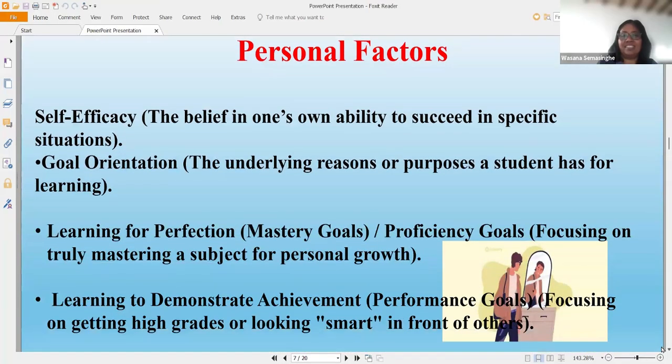Then here, in detail, you are given the personal factors. The first one is self-efficacy. What do you mean by self-efficacy? It is the belief I have in my own ability. I think that with this ability, I can succeed. Okay, goal orientation is another: how we decide our goals, as well as what purposes we have for our learning.